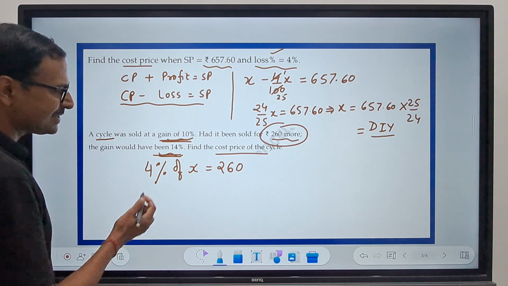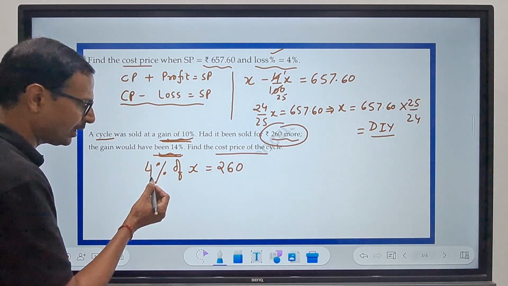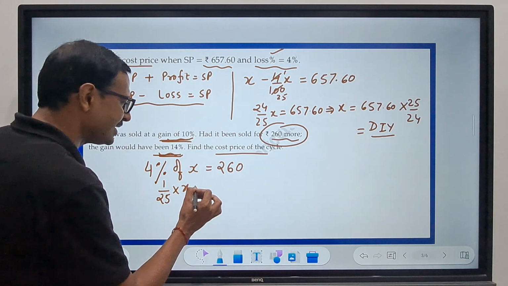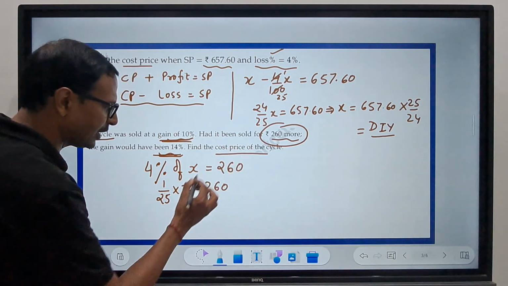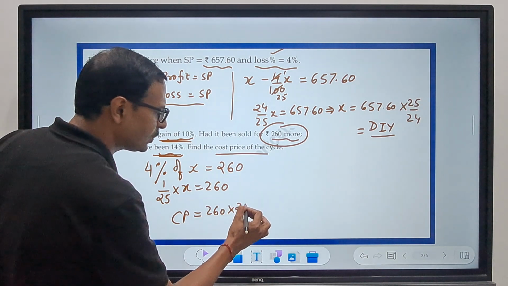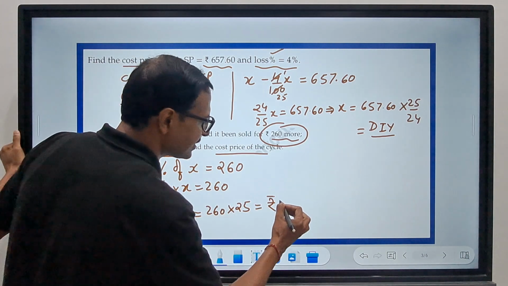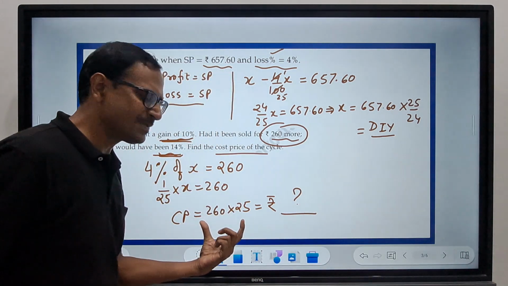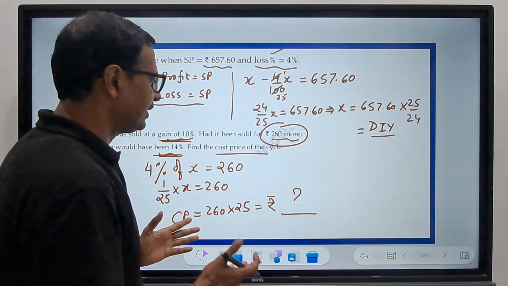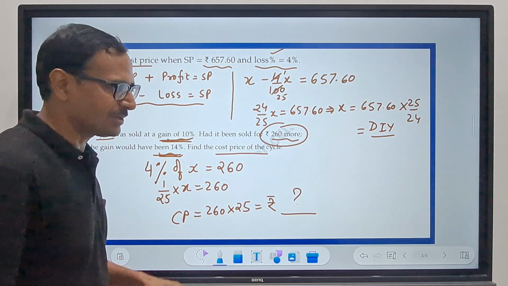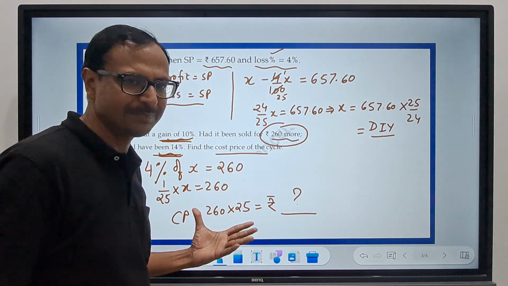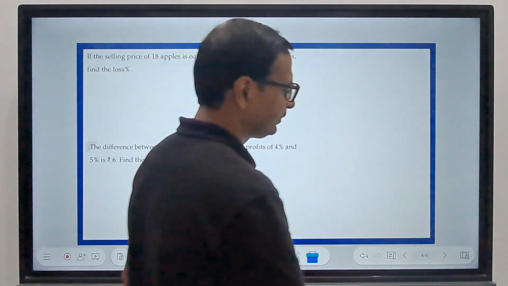So now pretty easy. 4% is 4 upon 100. That is 1 by 25 of x is equal to 260, and therefore the cost price, or the value of x, will be 260 times 25, which will give you the final answer. So again, I'm not doing all these basic things. I've told you enough calculation tricks which you can use to get to the final answer. So you can post your answer in the comment box here. What is the answer for the second question? Let's see the next one.